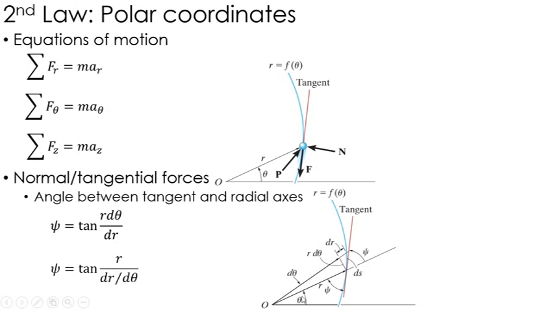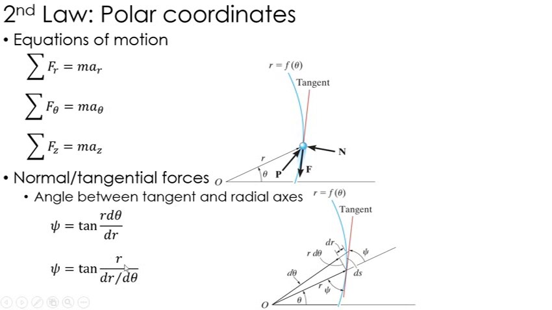That is, if I know my path as a function of theta, r is a function of theta. That's basically what polar coordinates give me. I just take the derivative of that path with respect to theta, plug that in, and I can find that angle through this relationship right here.